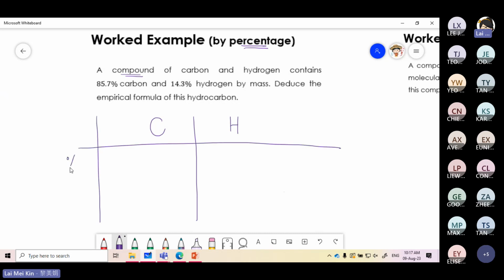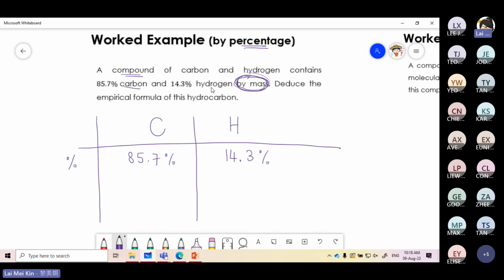I give you the percentage. Carbon is 85.7%. Hydrogen is 14.3%. And I tell you here, it is percentage by mass. Deduce the empirical formula. My first question, can I use the percentage and assume that it is the mass? Yes. Percentage by mass.